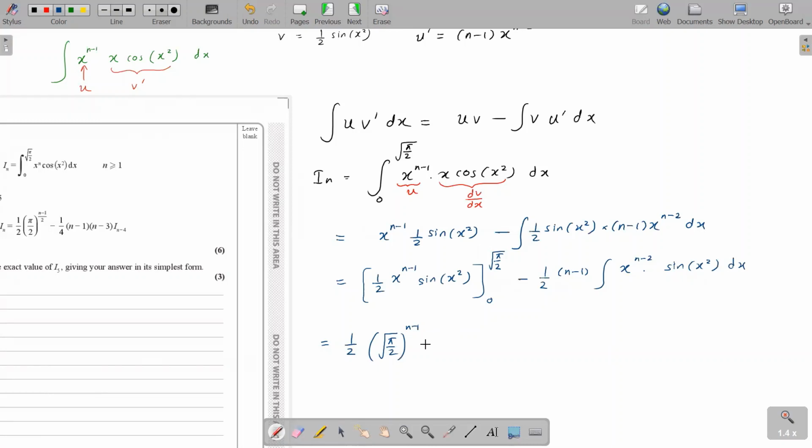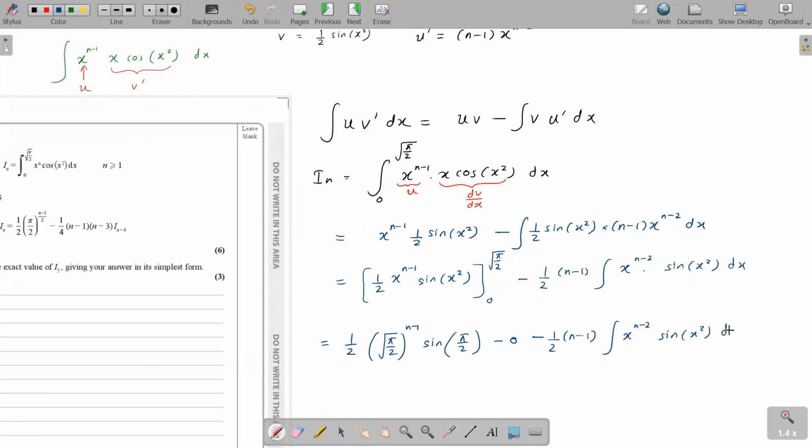To the power n minus 1, and then sine x square means it's directly pi over 2. Minus the other one, I think when you put x as 0, it's directly 0, so we don't need to go ahead with that. Okay, minus half times n minus 1. Now we need to deal with the integration of x^(n-2) sine x to the power 2.